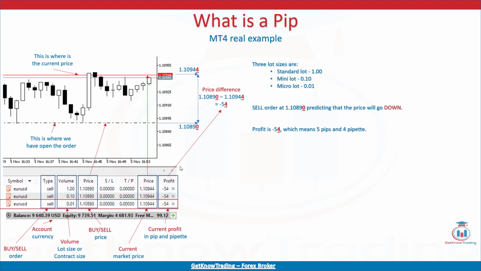The order example is there to give you more details on how it will look when you use MT4 by yourself. In the example, I have opened a sell order at 1.10890, predicting that the price will go down. Sadly, the price has gone up and my result is bad. The current profit is minus 54, which means 5 pips and 4 pipettes. Let me give you more details about the pip before moving further.